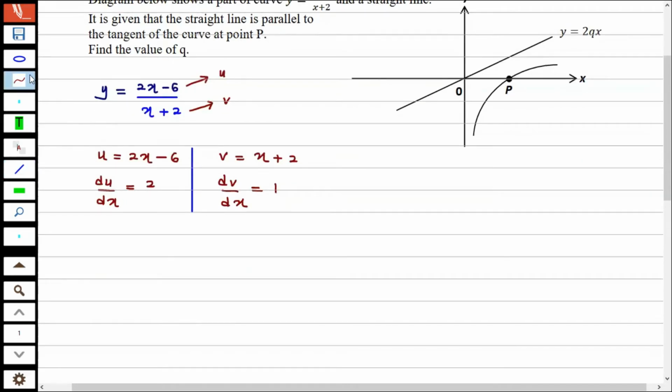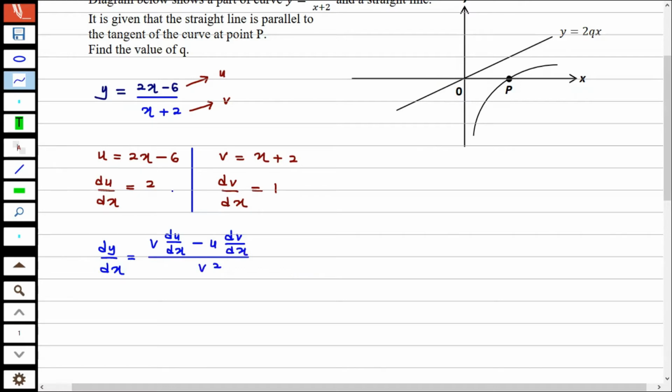So you know our formula of dy/dx for u over v. I'll just write the formula for you. It is v with du/dx minus u with dv/dx, and the bottom one becomes v squared. Okay, guys, this is your formula of your dy/dx.